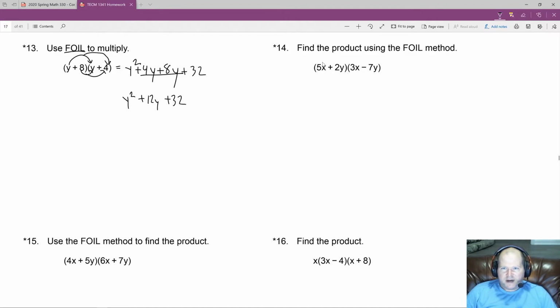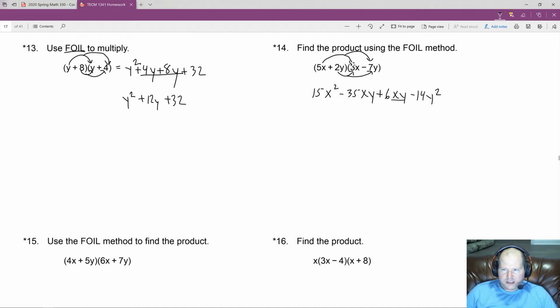Okay, so now we have 5x times 3x, and 5 times 3 is 15, and x times x is x squared. Then we have 5x times negative 7y, so 5 times negative 7 is negative 35, and x times y is just xy. Then we have 2y times 3x, 2 times 3 is a 6, and x times y is xy. And then we have 2y times negative 7y, positive times a negative is a negative, and 2 times 7 is 14, and y times y is y squared.